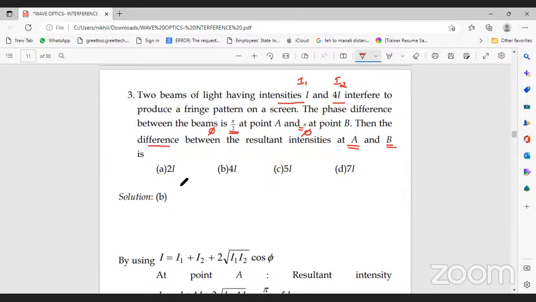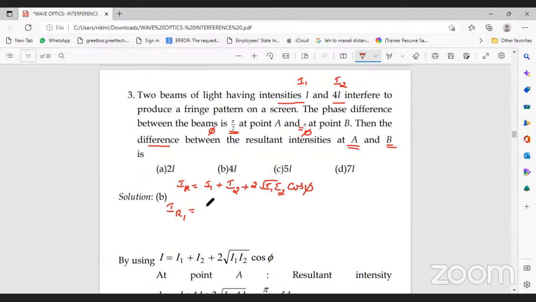What is the formula we have to use to find the resultant intensity? It is I1 plus I2 plus 2 times root I1 I2 into cos phi. The resultant intensity is given by the formula I1 plus I2 plus 2 times root I1 I2 cos phi. Now let me calculate the resultant intensity for the first case.